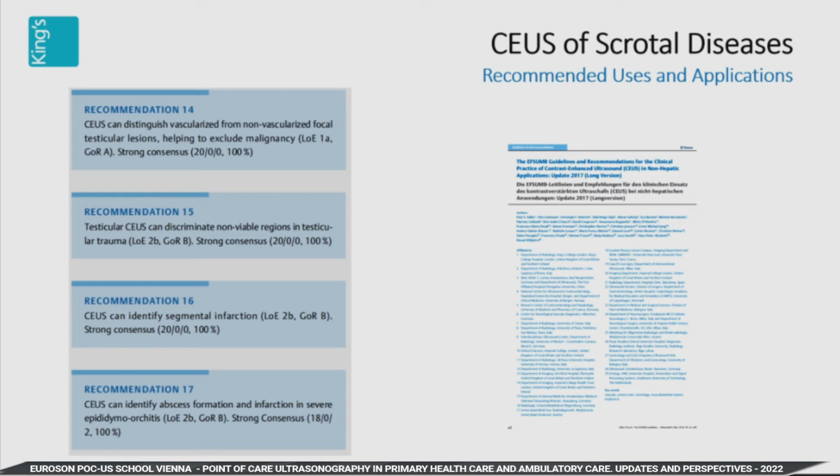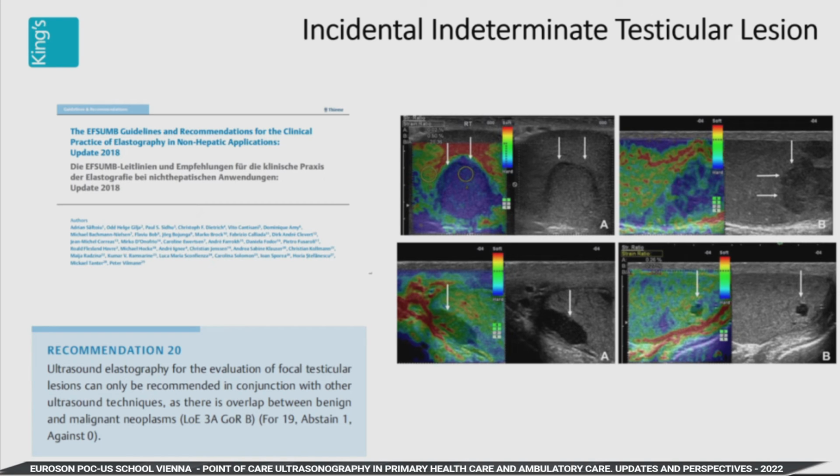In 2018, we've seen that the elastography was introduced to the guidelines, and we've seen how elastography is particularly useful in breast imaging, but how useful is it in the testicular focal indeterminate lesions that you find? Probably not as good as breast lesions, but we'll tease this out as we go along. So the recommendation in the elastography guidelines for focal testicular lesions, it could only be recommended in conjunction with other ultrasound techniques because there's so much overlap, and we'll see this as we go on.